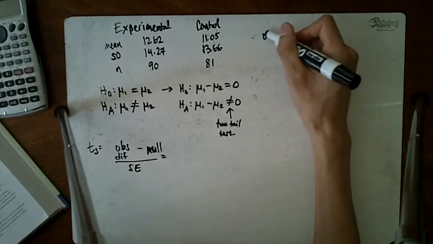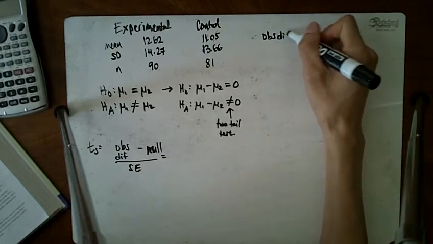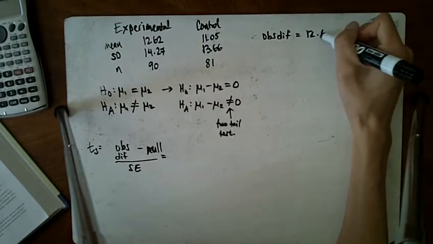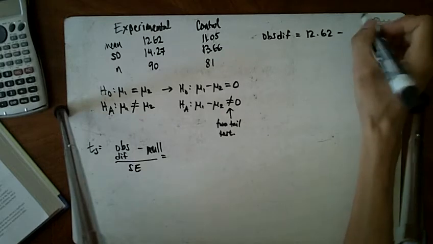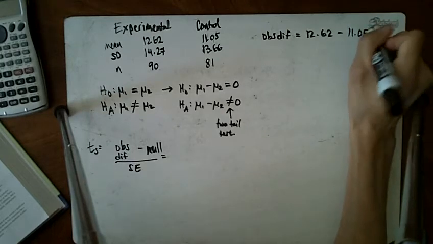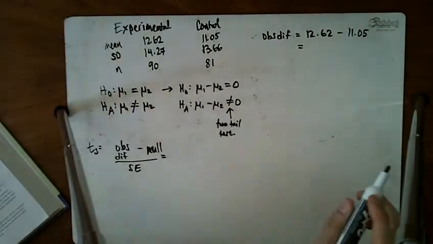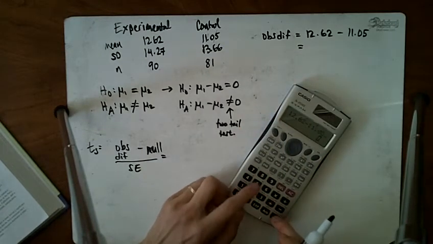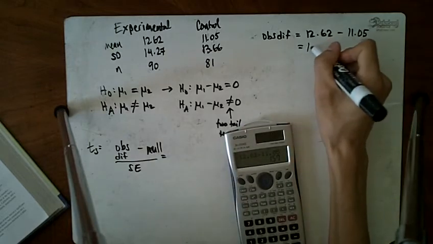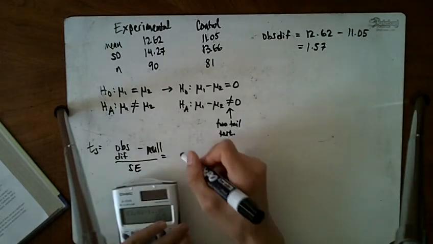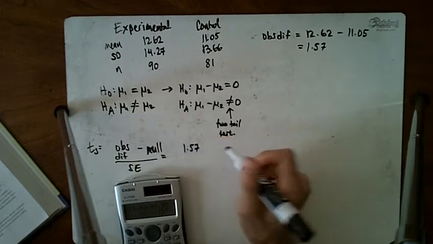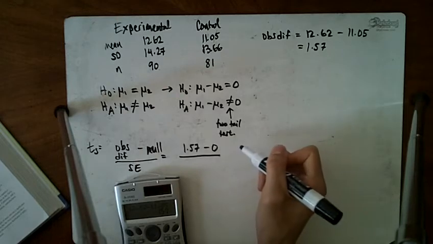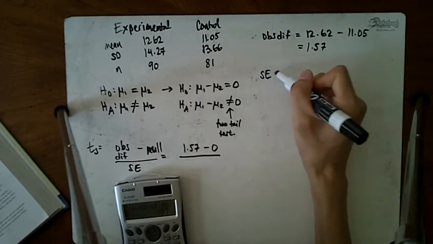What was the observed difference? That would be the difference that we see. So here we see 12.62 is the mean of the experimental group. The control group had a mean of 11.05. So the difference between those two numbers is 1.57. So that's our observed difference, 1.57. The null hypothesis says that there should be no difference between them. And here now we have to figure out our standard error.